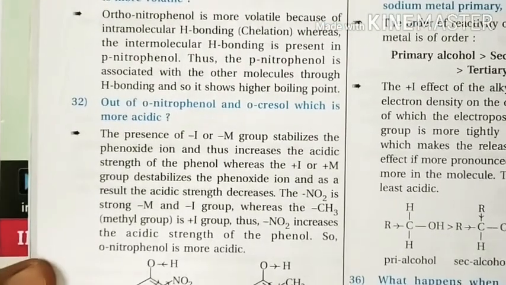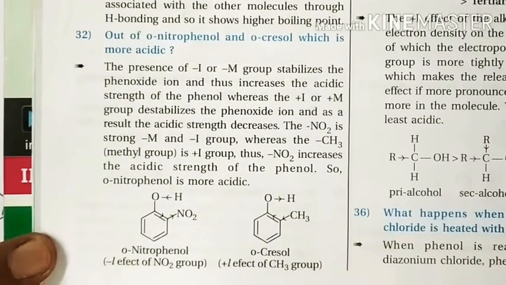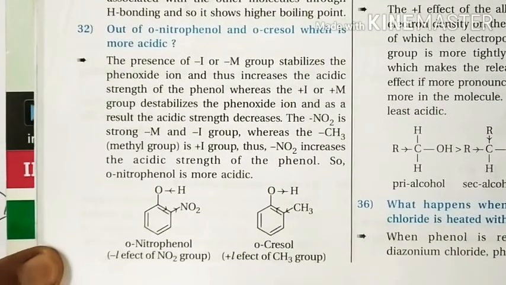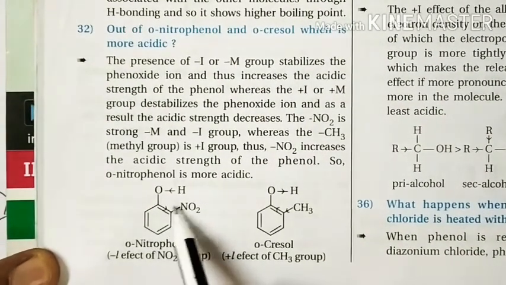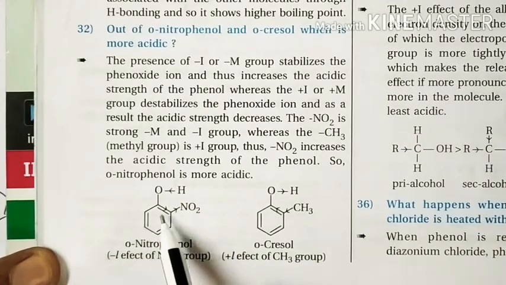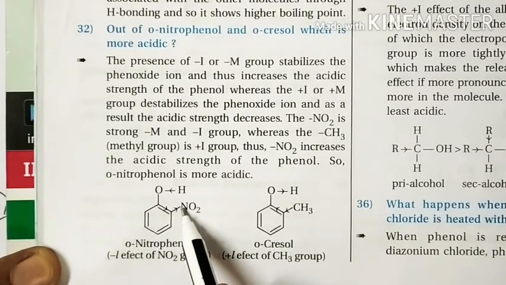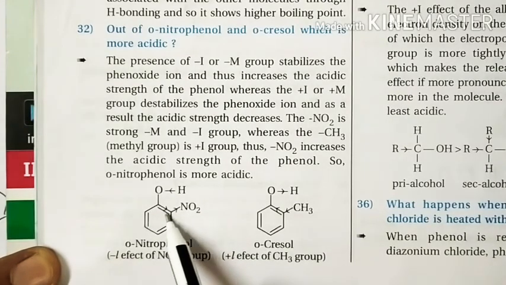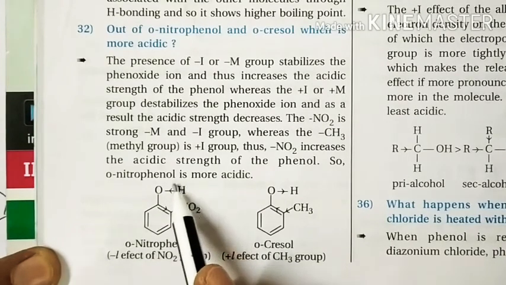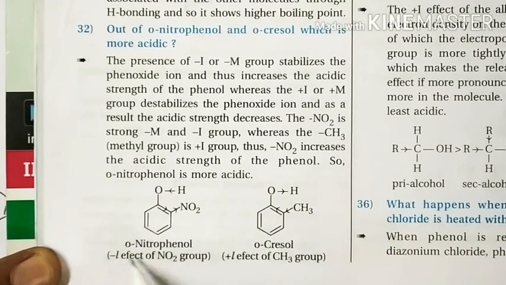Out of orthonitrophenol and orthocresol, which is more acidic? Simple, this nitro group is an electron withdrawing group. So this electron withdrawing group has a minus inductive effect as well as minus mesomeric effect. So definitely the electron density is pulled towards this NO2, so H is delta plus in nature, so it's more acidic.